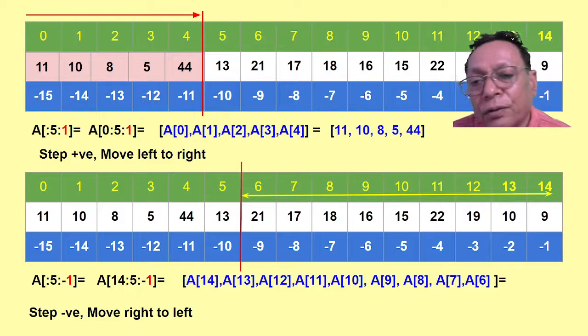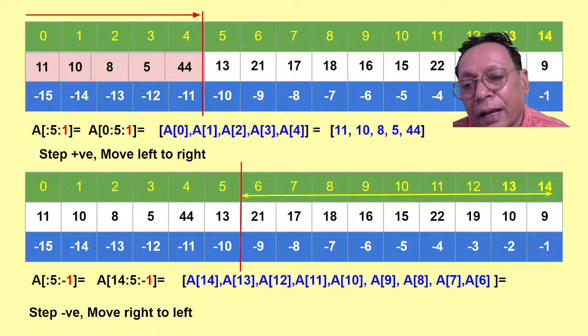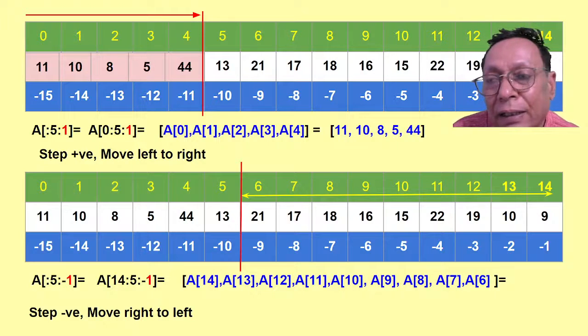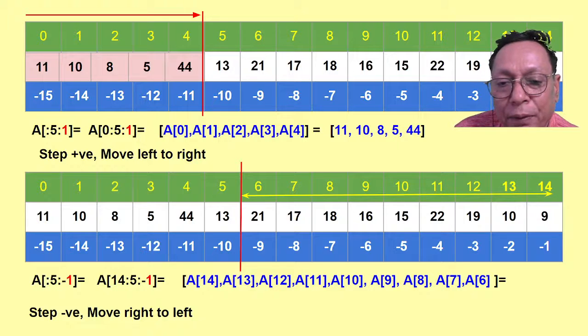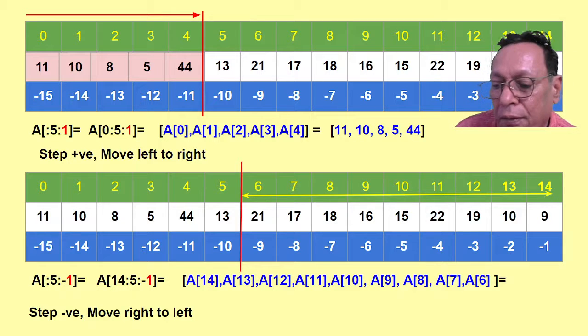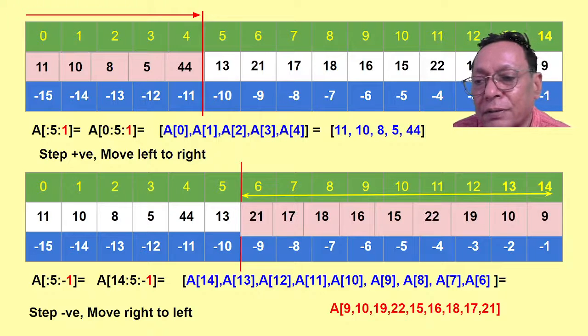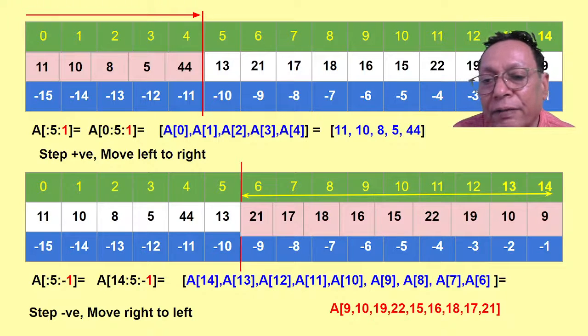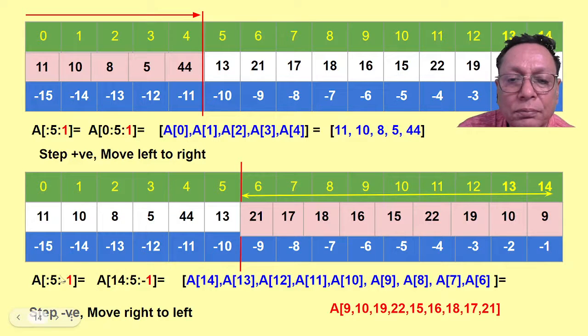We cannot move beyond 6, as we'll have to move till the final index or the stop index minus 1. So till 6 we'll have to travel, and this way we get the slice: 9, 10, 19, 22, 15, 16, 18, 17 and 21. So this slice comes from this kind of slicing.